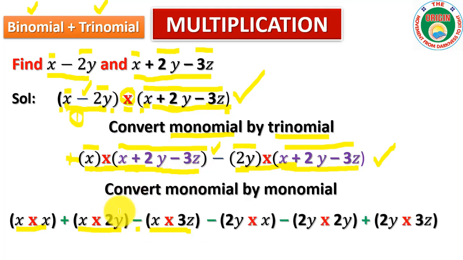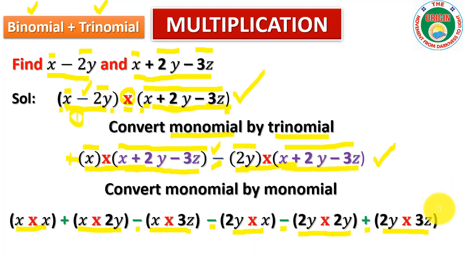Next expression. Here the minus sign is there. It's very important, the minus sign. Multiply 2y with x, next 2y with 2y, next 2y with 3z. Coming to the solution: minus into plus, minus 2y into x; minus into plus, minus 2y into 2y; minus into minus, plus 2y into 3z.